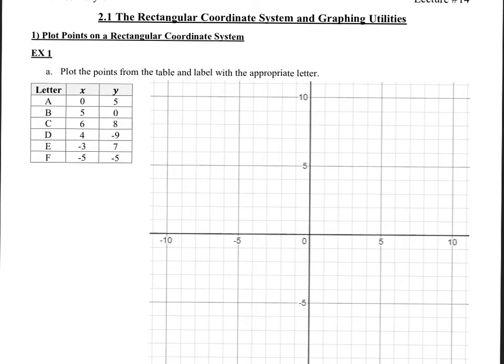So this thing here is called the rectangular coordinate system, what you'd think of as a normal graph, also called a Cartesian coordinate plane, after the man who created it, René Descartes. I believe he was a Frenchman.